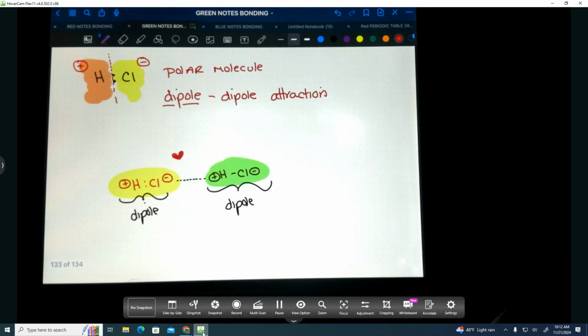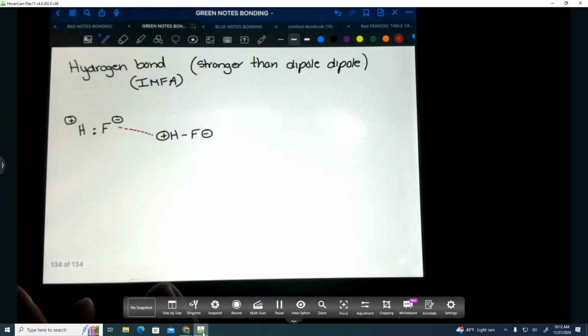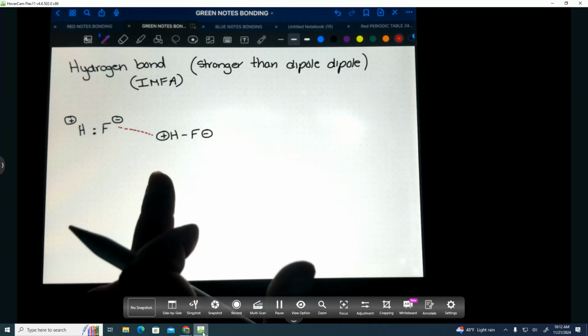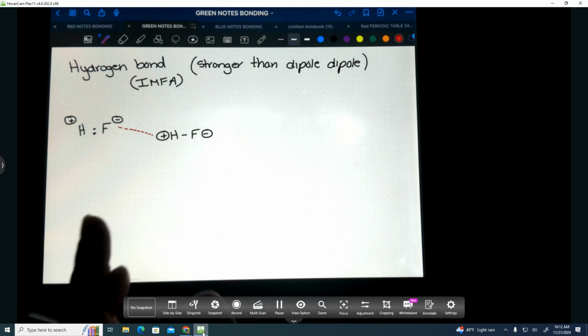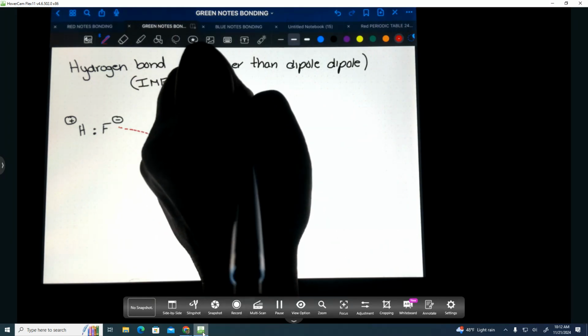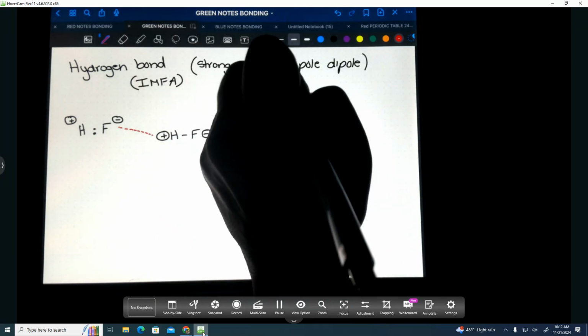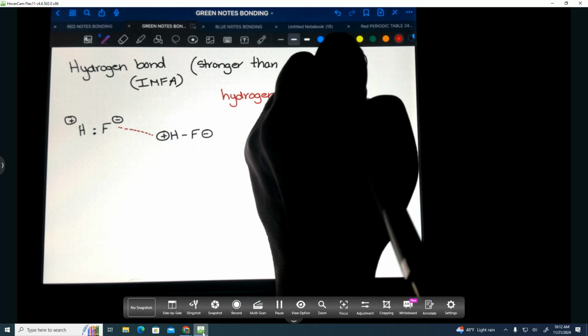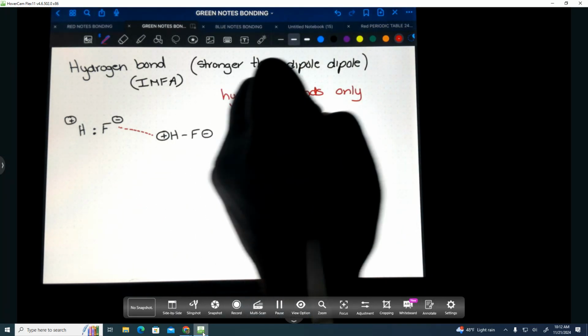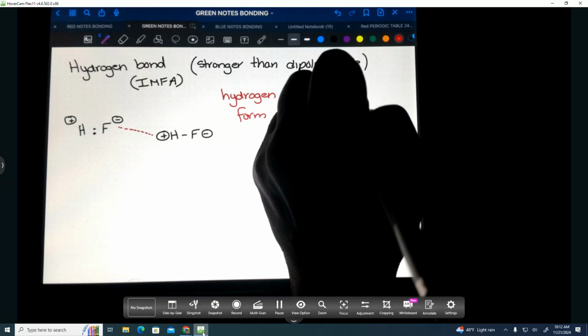How is it different than this guy? Hydrogen bonds only form between the hydrogen of one molecule and the fluorine, oxygen, or nitrogen of another molecule. That's the key, okay? So hydrogen bonds only form between the hydrogen of one molecule.